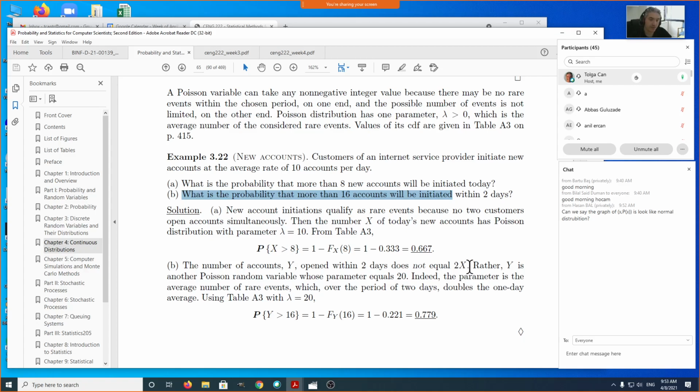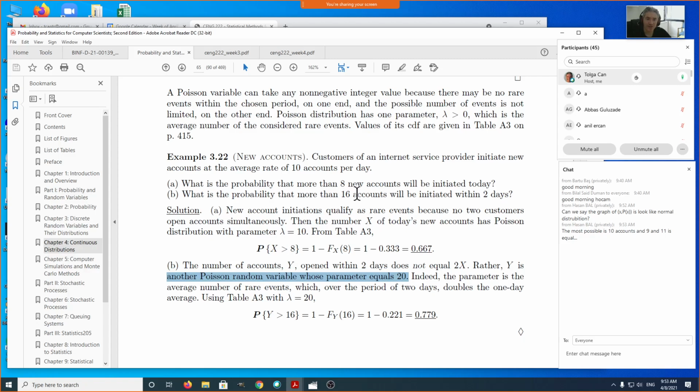So in order to account for these different probabilities, we shouldn't just treat it as a summation of 2 random variables. Rather, it's another Poisson random variable whose parameter now equals 2 times lambda. Okay, so this is the important thing that we need to be careful about when we are solving Poisson-related problems.